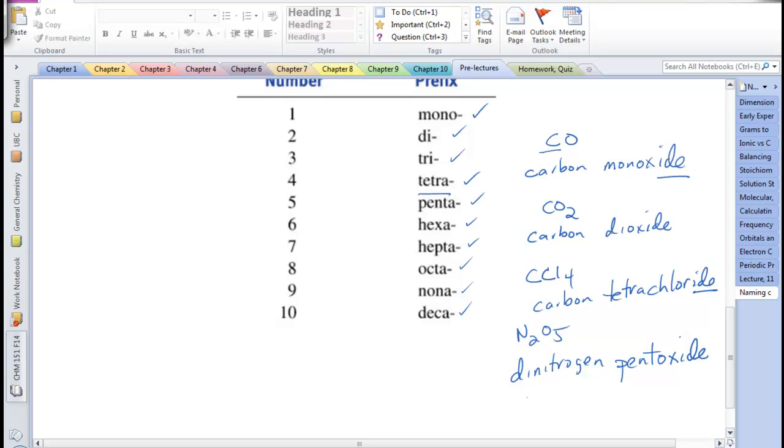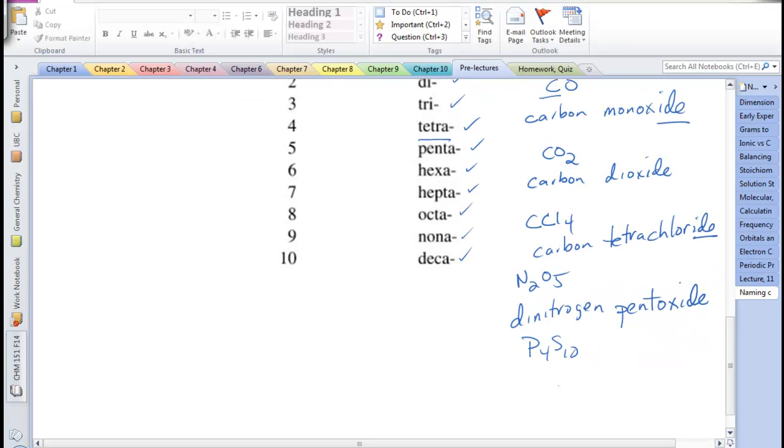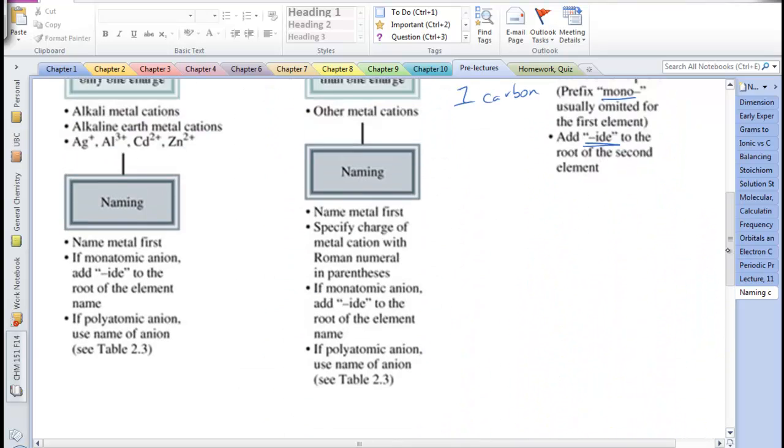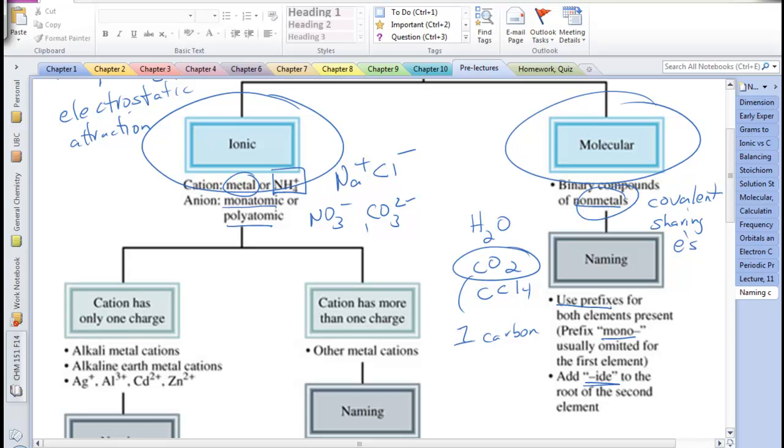And then let's do one more, P4S10. 4, tetra, phosphorus. And 10, deca, sulfur becomes sulfide. All right, so I think molecular compounds are really easy. You just say how many you have using these prefixes that you should be more or less familiar with. So that's covalent molecular compounds composed of nonmetals.